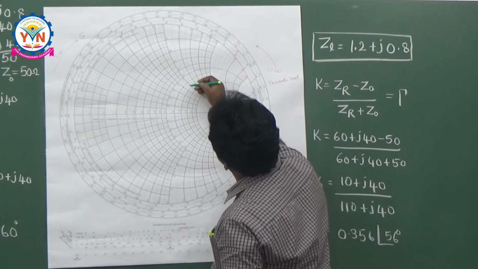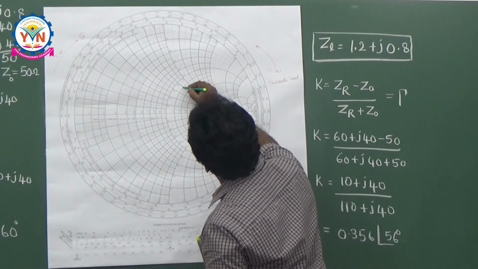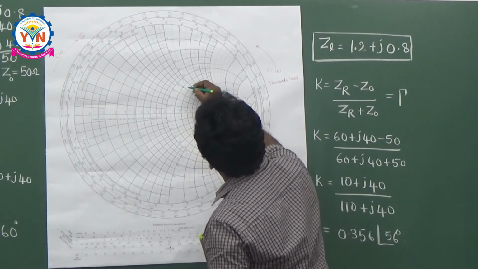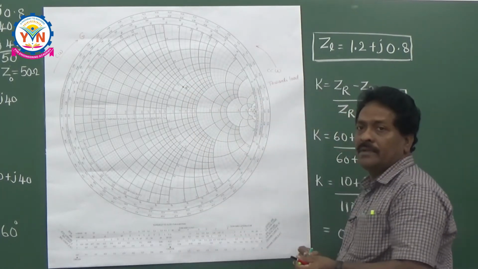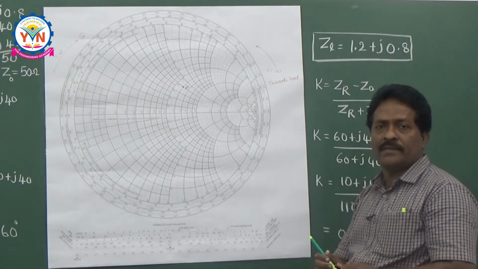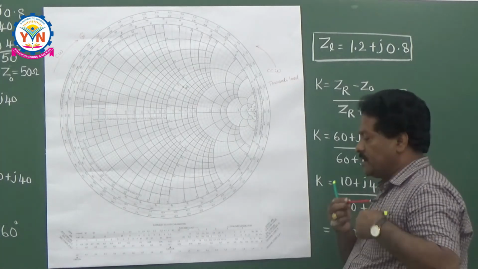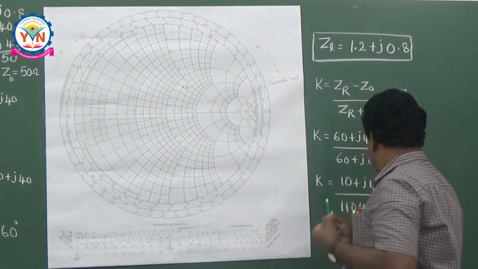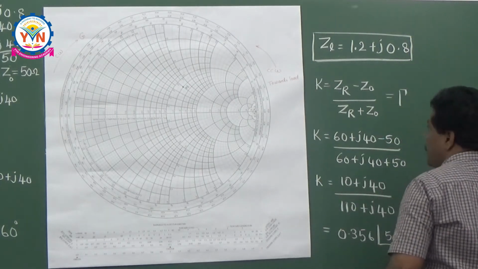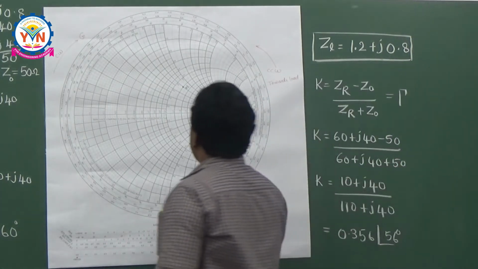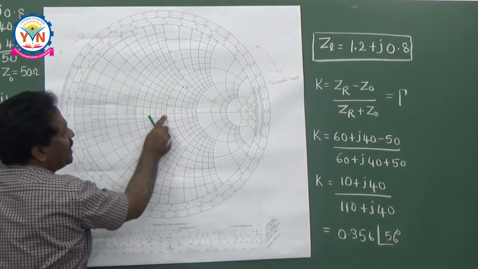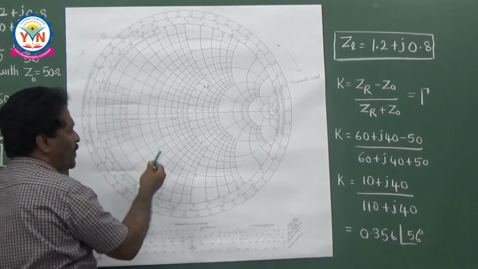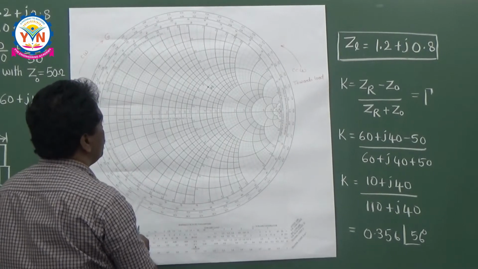1.2 and this is nothing but the 0.8. This is the point of your Z small l, I can say, the normalized load impedance. Okay. Now just take a scale here, and try to connect this point, the normalized load impedance, with the center of the circle, that is called 1.0.